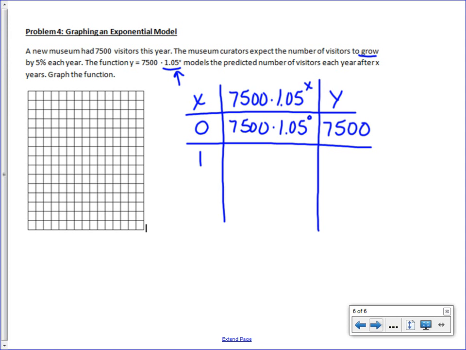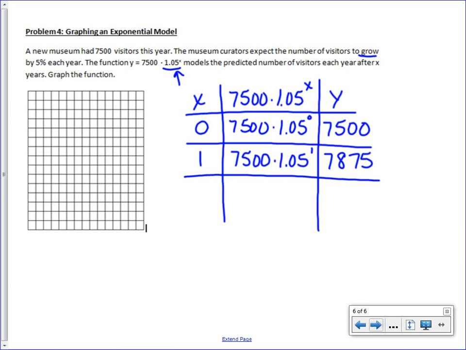After 1 year, we're going to take 7,500 times 1.05 raised to the first power. And again, please practice putting these into your calculator, making sure you get the same answers that I do. If you have a question or don't get that answer, then please ask and I will be glad to show you. All right, so with a 5% increase after 1 year, they should expect 7,875 visitors.